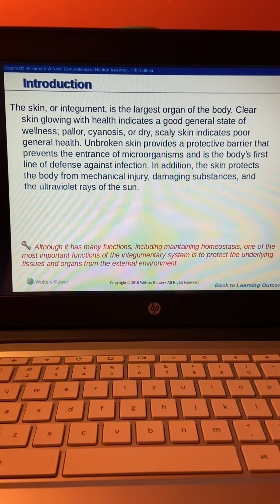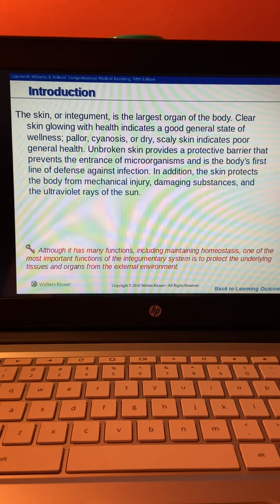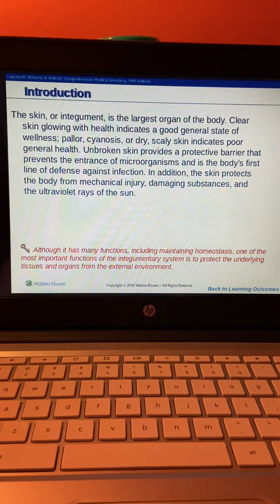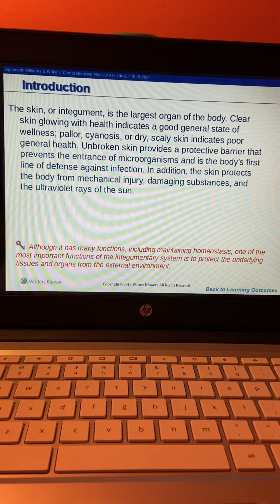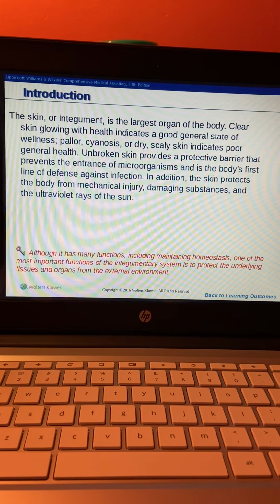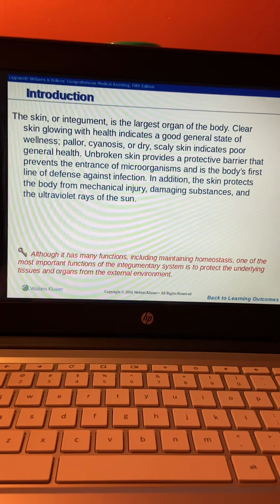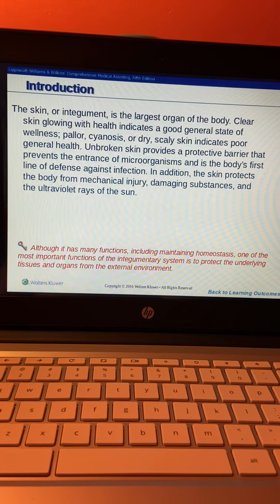Chapter 28, Dermatology. The skin, or integument, is the largest organ of the body. Clear skin glowing with health indicates a good general state of wellness. Pallor, cyanosis, or dry, scaly skin indicates poor general health.